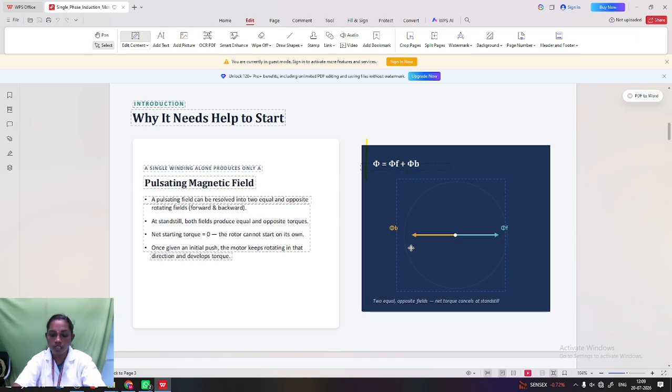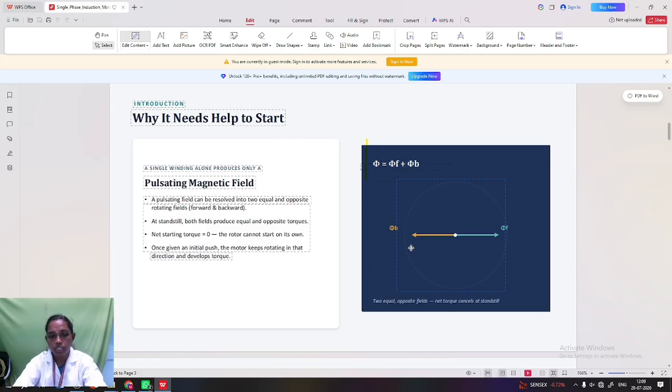At standstill, both fields produce equal and opposite torque. Equal and opposite torque means the net torque becomes zero. If the torque is zero, the rotor cannot start on its own. So the motor is not self-starting. We have to make some extra arrangements in order to make the motor self-starting.